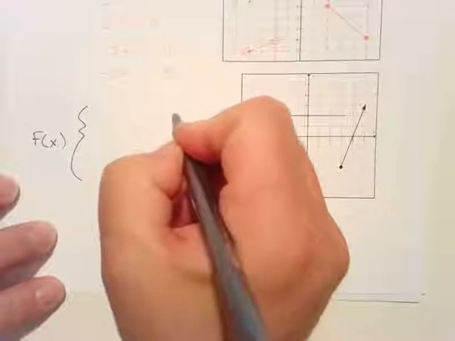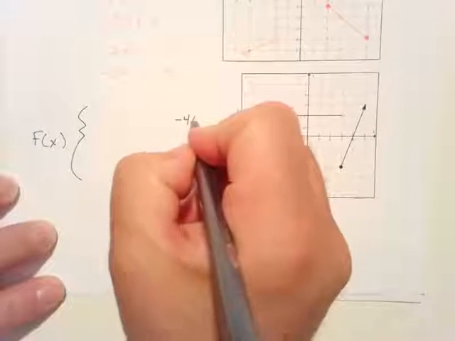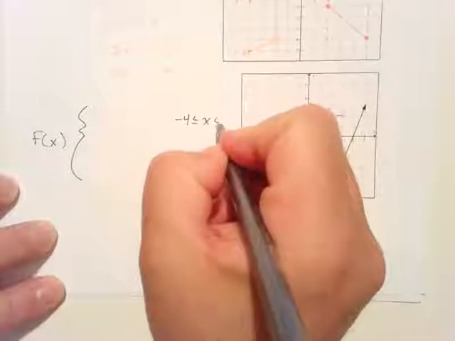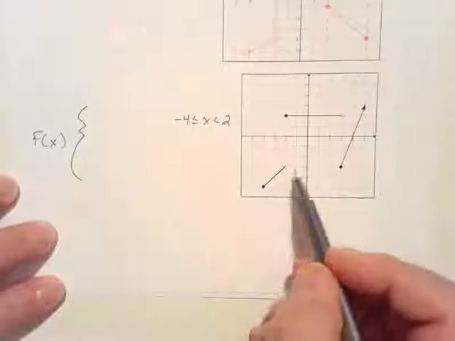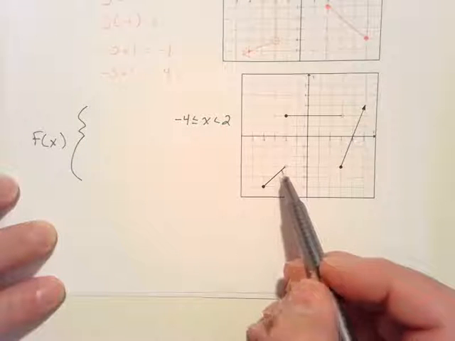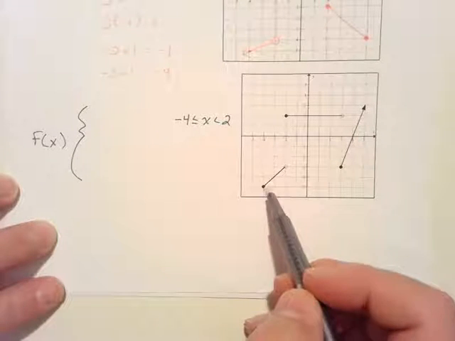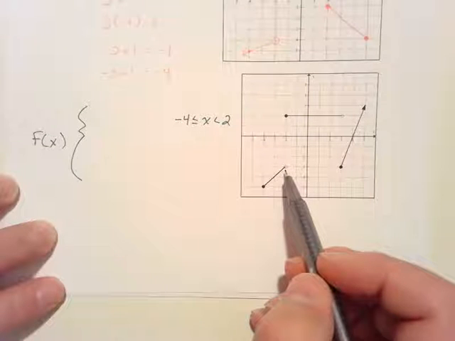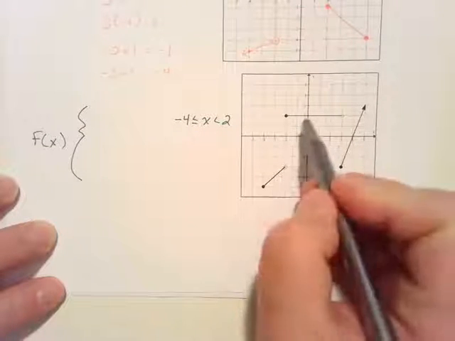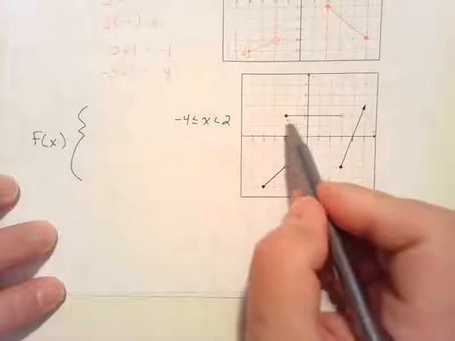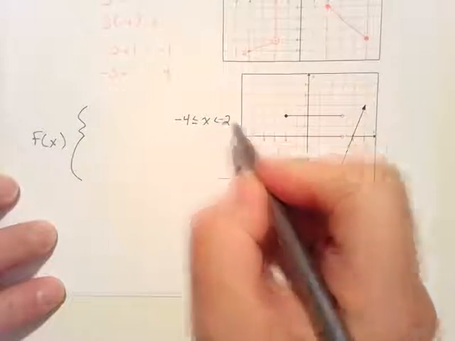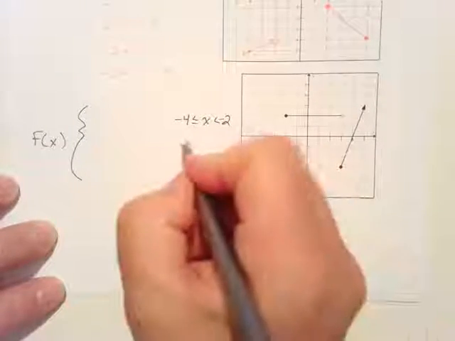And it's important that you keep the open circle and closed circle in mind when you're writing it. So it's allowed to be equal to -4, but not equal to 2 in that first function. The second function goes between -2 and +3.